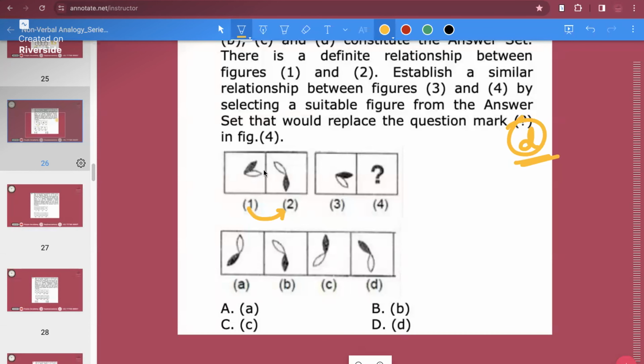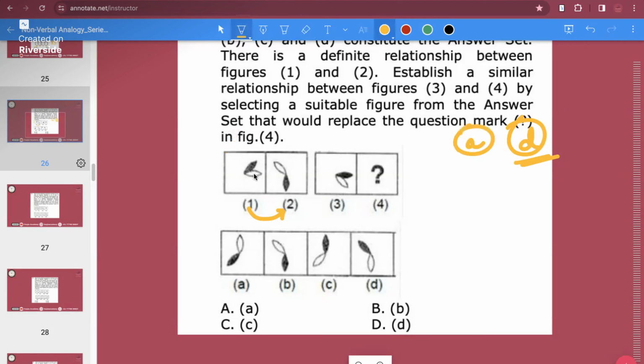Your shaded one is moving clockwise 135 degree. Yeah, 135 degree. Option A, sir. Okay, option A. Disputes. I love disputes. Yes. Anybody else?